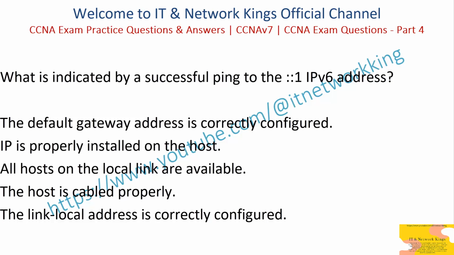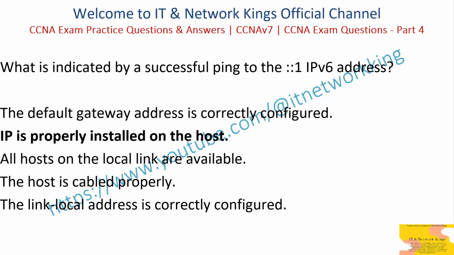What is indicated by a successful ping to the ::1 IPv6 address? The default gateway address is correctly configured. IP is properly installed on the host. All hosts on the local link are available. The host is cabled properly. The link local address is correctly configured. Answer, IP is properly installed on the host.